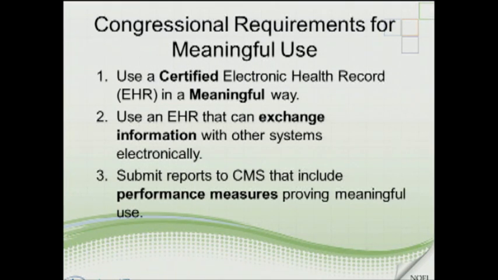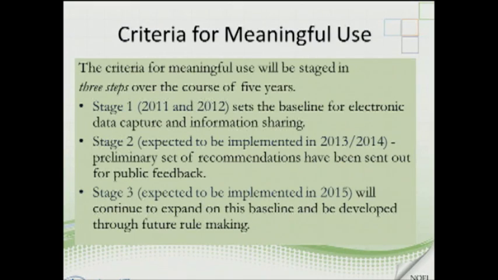And the congressional requirements are that you use one of these certified records in a meaningful way. And the definitions of what's meaningful I'm going to get into in a minute. So the criteria come out in 3 stages. Stage 1 was released in 2010 for public comment and then approved to begin in 2011, which set the baseline for electronic data capture and information sharing.